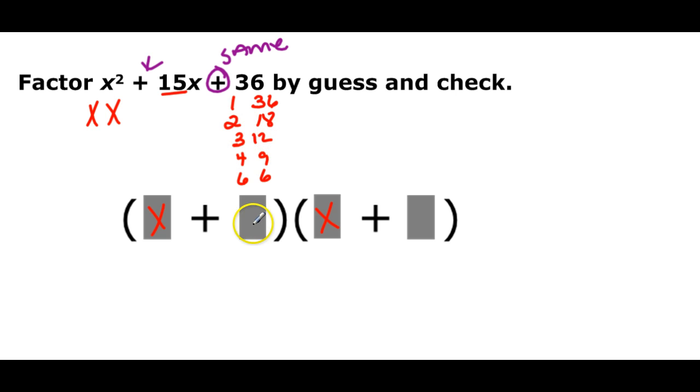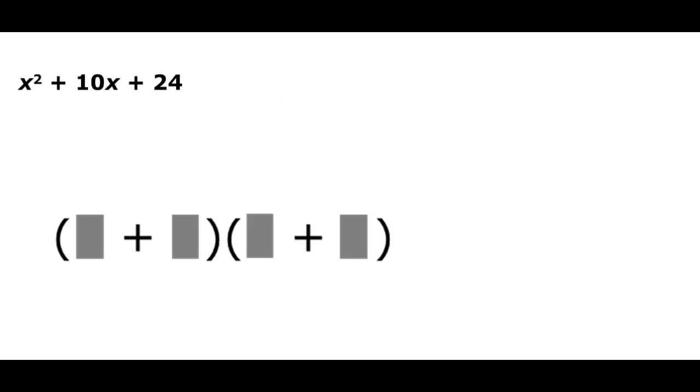Okay, so it's going to be 3 and 12. 3 here, 12 here. Now, I can check this very quickly by using FOIL and find that I get the exact same answer that I started with. Okay, let's try the next one.